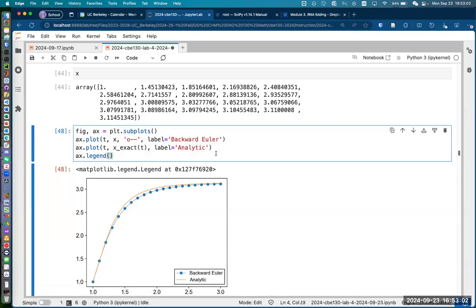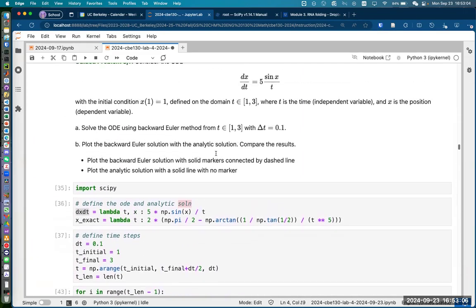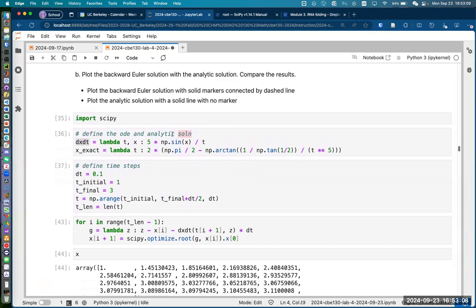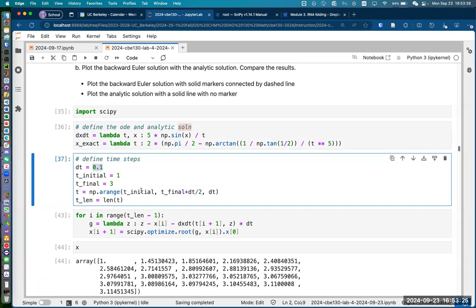And you can perfect your plot yourself. But let's go through this code again. So the important part is to first define your ODE using a lambda function. And the lambda function takes in an independent variable and a dependent variable. And you define the different time steps with your left bound, your right bound, and your step size.